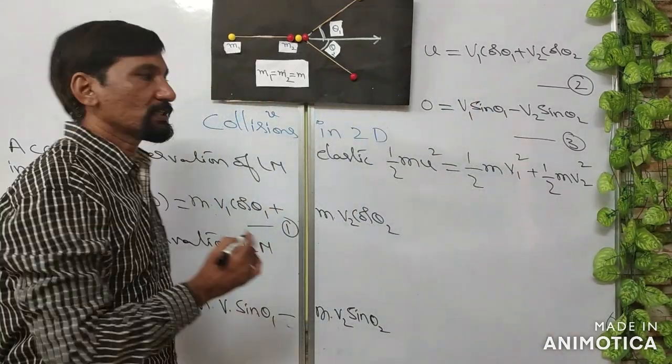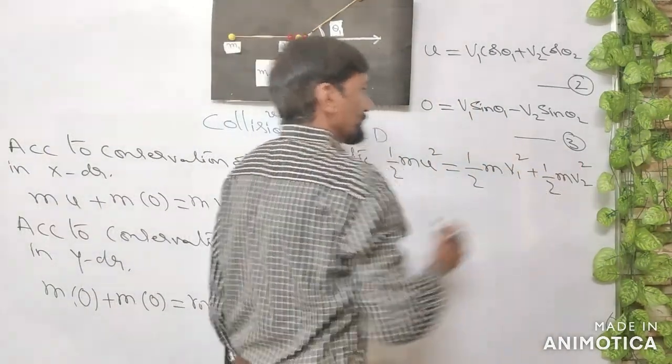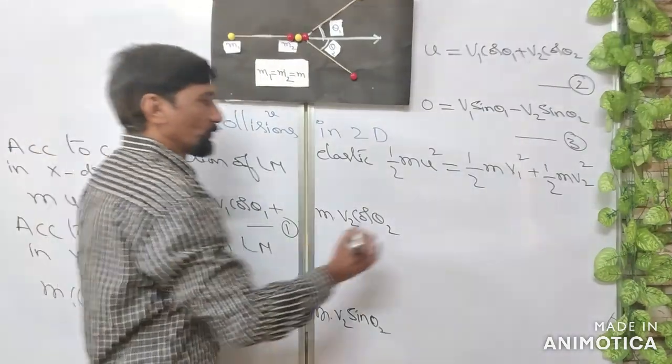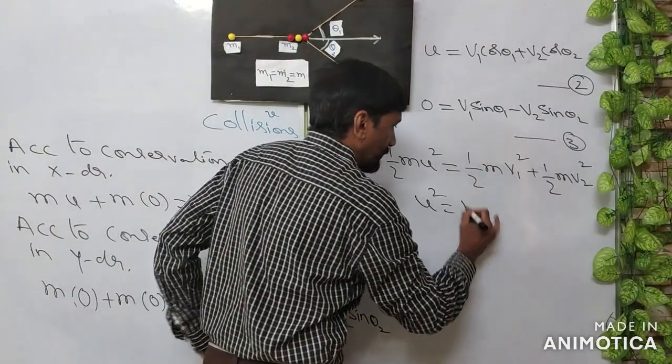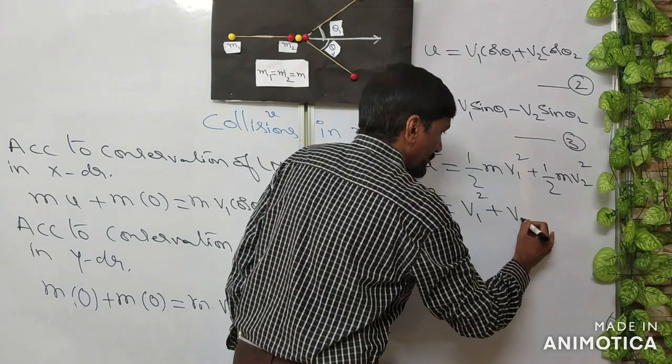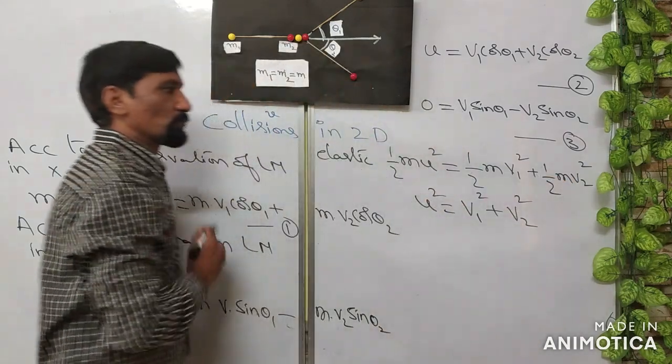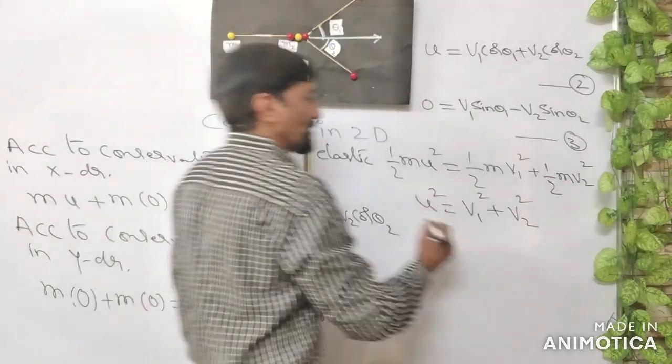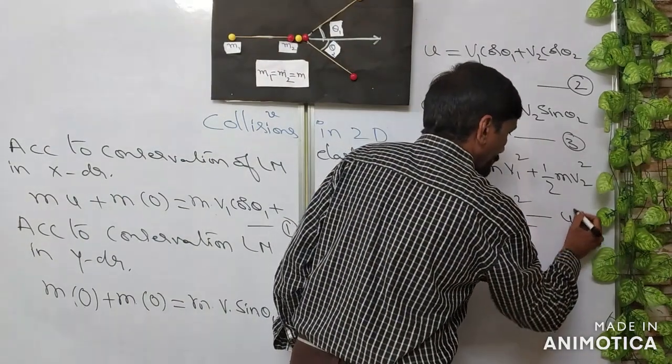What do you notice? Half m is common now, so you can cancel. You get u square is equal to v1 square plus v2 square. This can be taken as equation 4.